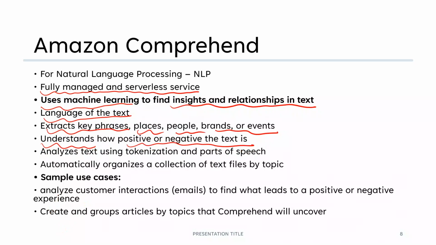Basically, if you want to analyze customer interactions, for example, you own a shop and you have all the feedback given by customers, and you are analyzing all those feedbacks, you can easily use Amazon Comprehend to check what is the percentage of positive feedbacks and what is the percentage of negative feedbacks, right?